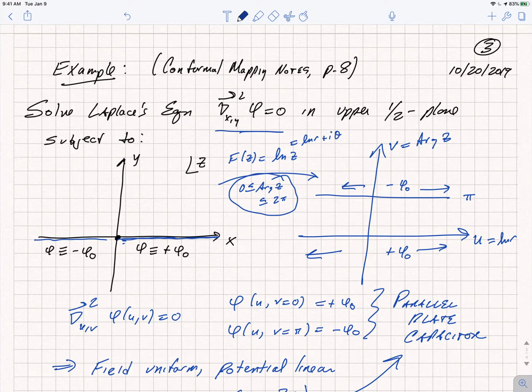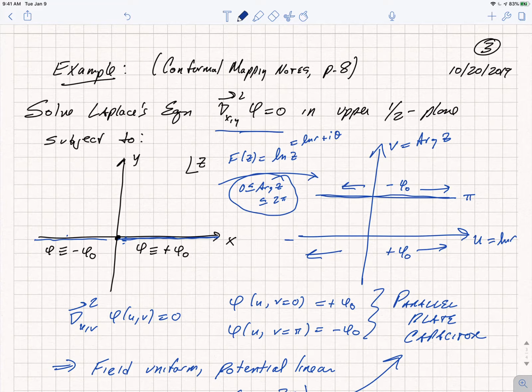So along the positive x-axis, in the u plane, it maps onto the entire u-axis from negative infinity to positive infinity. Negative infinity corresponds to small values of x, positive infinity corresponds to large values of x, but the argument all along here, the v value, is equal to 0. Whereas on this side, the v value is equal to pi. So up here, the potential is at minus phi 0 along the line v equals pi.